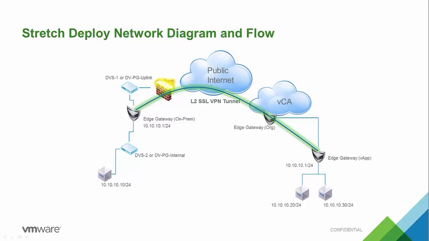In the next packet flow, you will see a virtual machine on the vCloud Air side that's been stretched from an on-prem data center, communicating back with the virtual machine on-prem. The traffic traverses the SSL VPN tunnel, and the reverse traffic does the exact same. So how does this happen? The first virtual machine on the vCloud Air side is going to send out a broadcast ARP for the IP address of the destination.